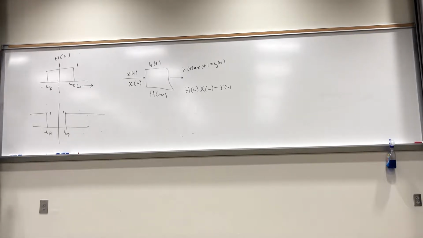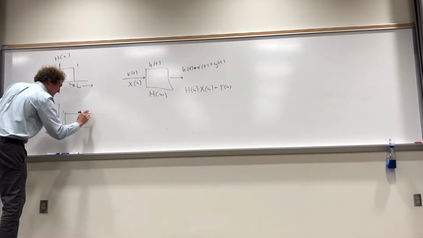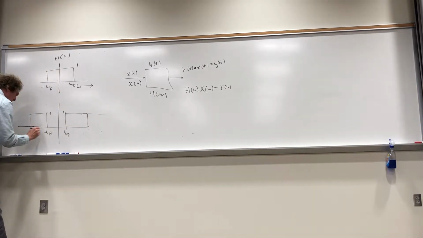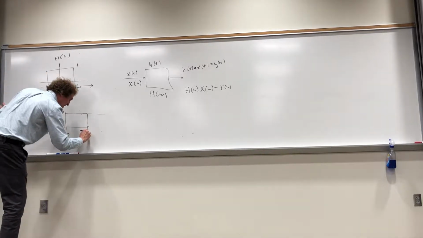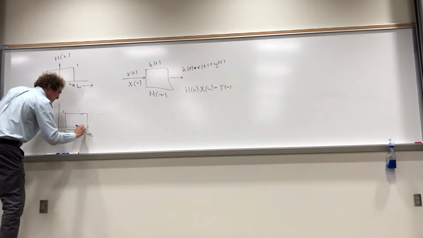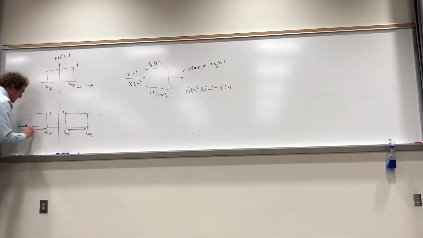You could also have a band pass filter. And I think you know what I'm going to do. I'll take this filter and just make it have some effective, call this minus omega B2, make that omega B2, where this would be the band of frequencies that would actually be passed.